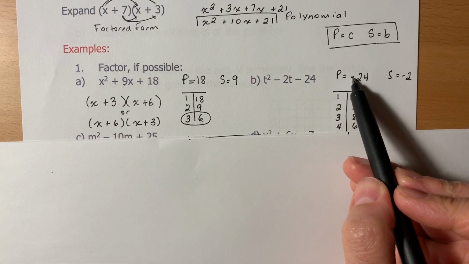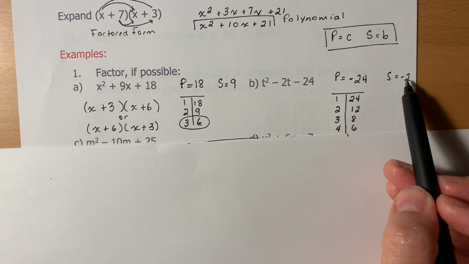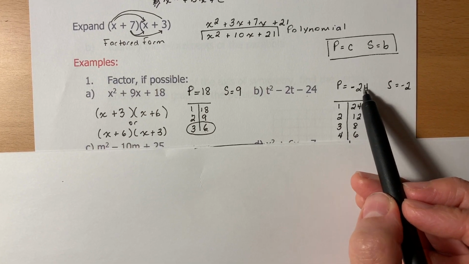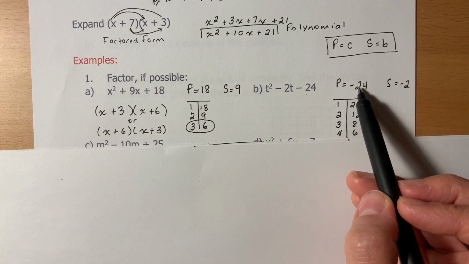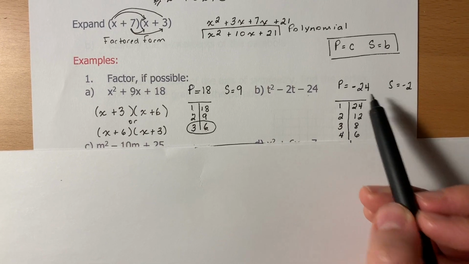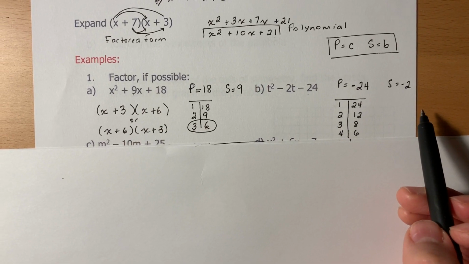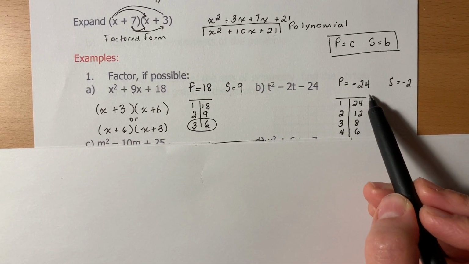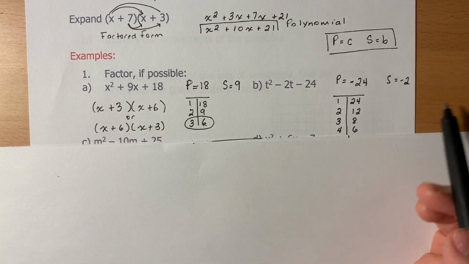Now, it needs to multiply to a negative and add to a negative. So I know that if I have two integers and it multiplies to a negative, one of the integers must be negative. Okay? I can't have them both being negative because two negatives multiplied together is a positive number, and I need this to be a negative number.